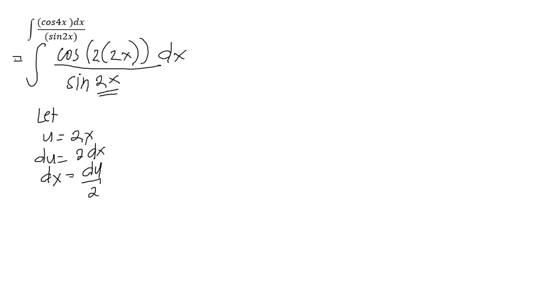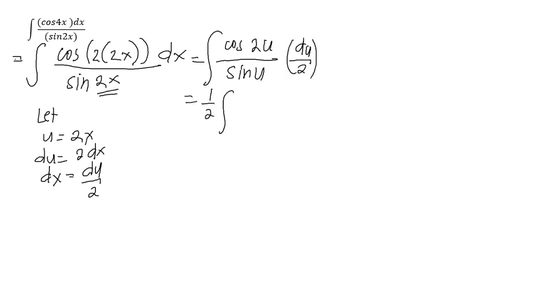Now, I will substitute my values in terms of u. So I will get the integration of cosine 2u, because 2x is equal to u, all over sine u. Then my dx is equal to du all over 2, and I will factor out 1/2 to my integration elements. So I will get 1/2 integration of cos 2u all over sine u du.